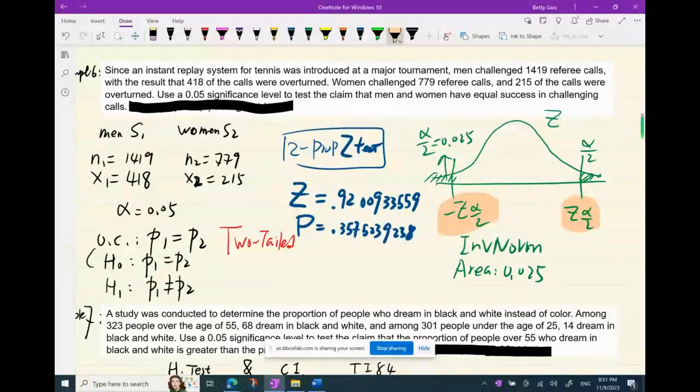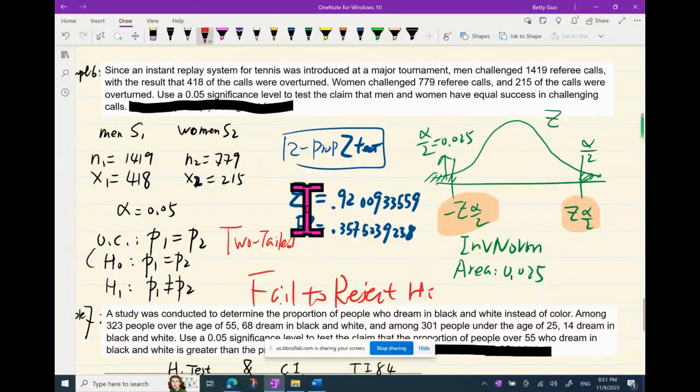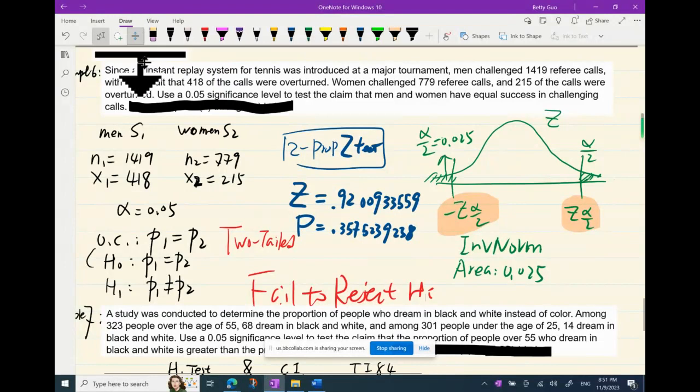So p-value is high, null must fly. We fail to reject the null. Okay, fail to reject null. What's the formal conclusion? The formal conclusion is going to be: we do not have sufficient evidence to warrant the rejection of the original claim.